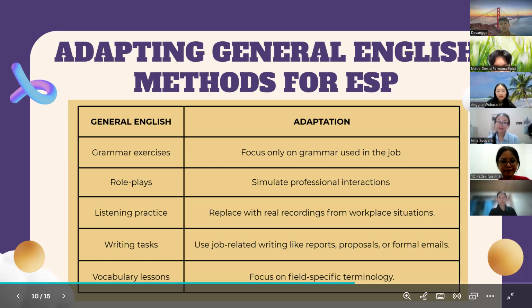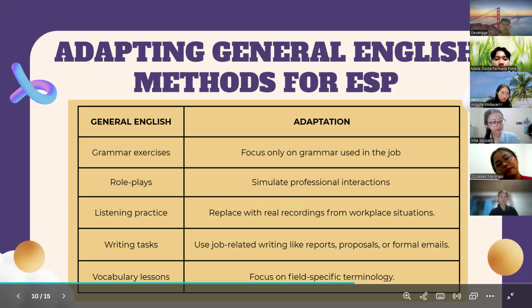Now let's talk about how general English methods are adapted for ESP. Usually, ESP teachers do not create completely new methods. Instead, they start from general English methods and then modify them to meet the learners' professional needs. So this adaptation makes English learning more practical, goal-oriented, and connected to real-life communication. So now let's take a look at some examples.